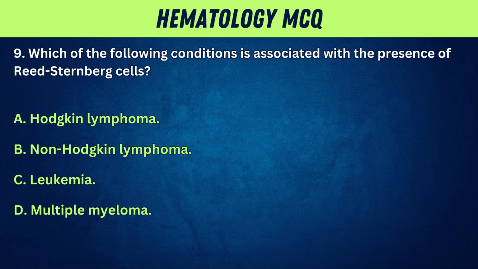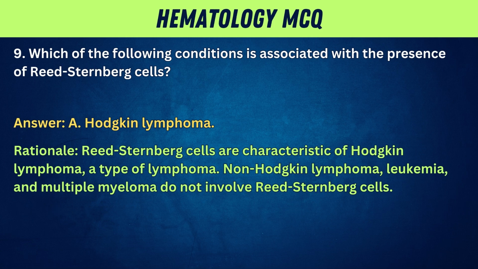9. Which of the following conditions is associated with the presence of Reed-Sternberg cells? A. Hodgkin lymphoma. B. Non-Hodgkin lymphoma. C. Leukemia. D. Multiple myeloma. Answer: A. Hodgkin lymphoma. Rationale: Reed-Sternberg cells are characteristic of Hodgkin lymphoma, a type of lymphoma. Non-Hodgkin lymphoma, leukemia, and multiple myeloma do not involve Reed-Sternberg cells.